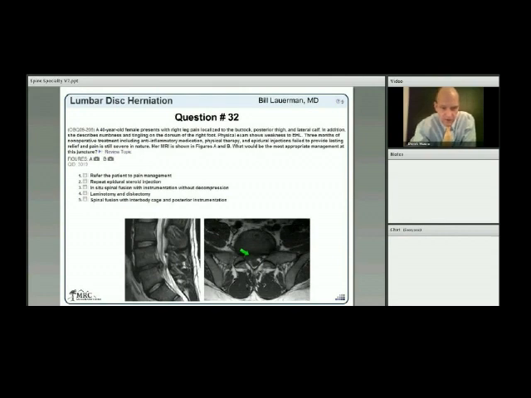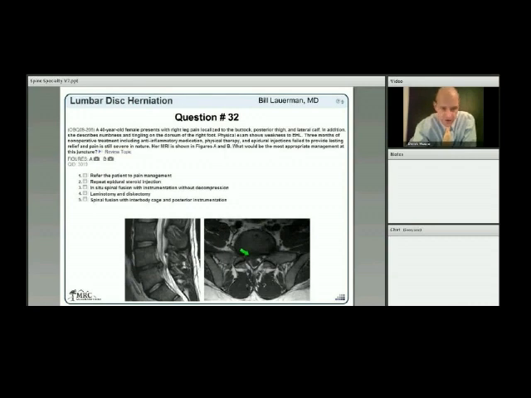So this is the same patient based on this MRI, and the only difference is now she has failed a first line of non-operative treatment. Her symptoms remain severe. They're affecting her quality of life, and she continues to have some weakness to EHL.